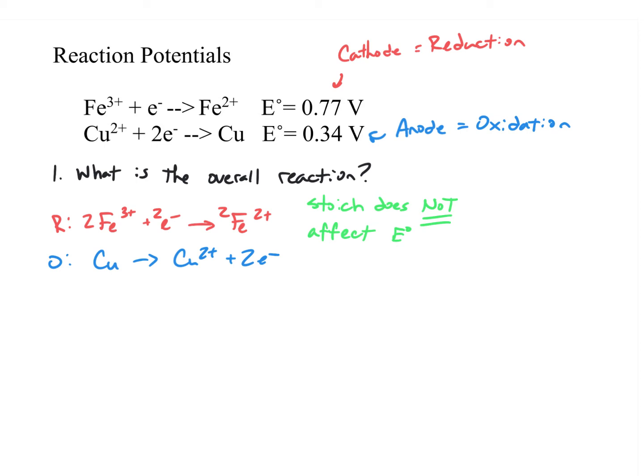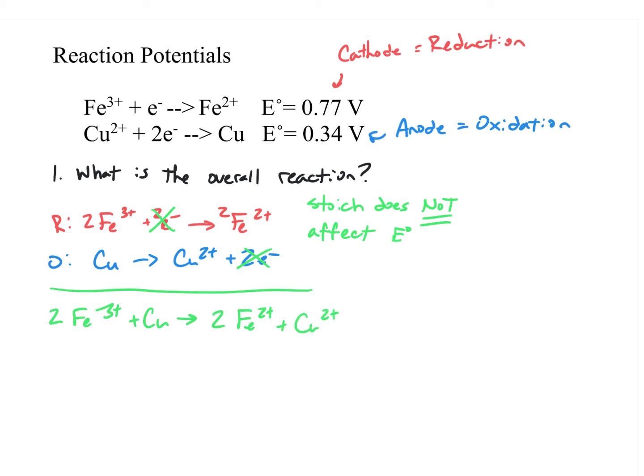If this was an enthalpy, then it would be affected. Or if this was, say, used to calculate an equilibrium constant, then the stoichiometry definitely matters. But for calculating cell potential using reduction potentials, changing the stoichiometry does not change the reduction potential of a half reaction. So we've got these two half reactions, and now we can see that 2 electrons are lost, 2 electrons are gained, so let's bring the two reactions together. And what you have is 2 Fe3+ plus Cu gives you 2 Fe2+ plus Cu2+. And so we now have a balanced reaction.